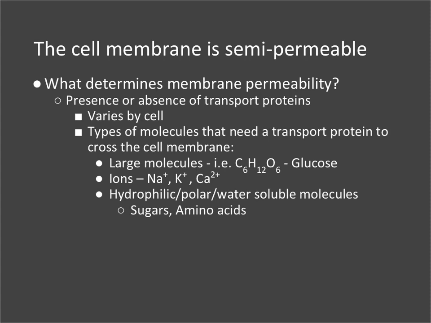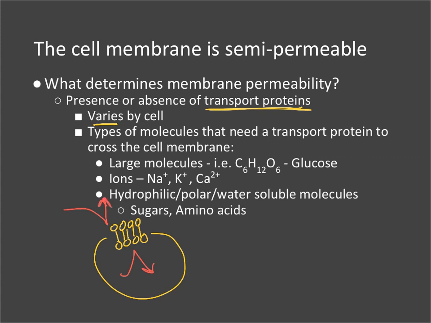Now remember that the thing that does vary by cell has to do with the presence or absence of the different types of transport proteins. And so examples of things that cannot cross the cell membrane on their own, or I guess I should say they can't cross the phospholipid bilayer on their own. So these are things that can't get across there.